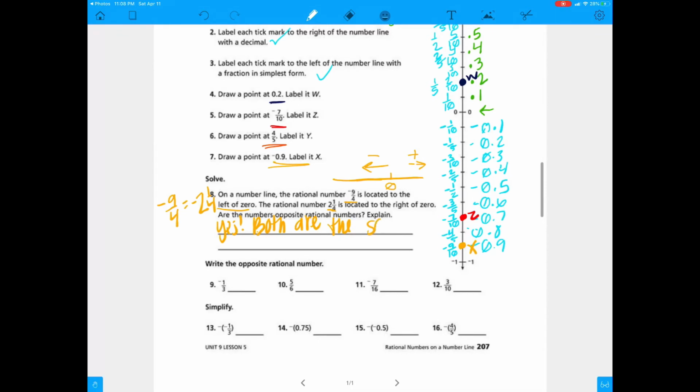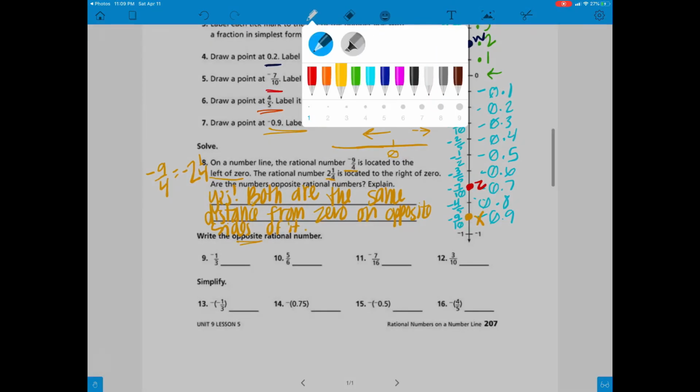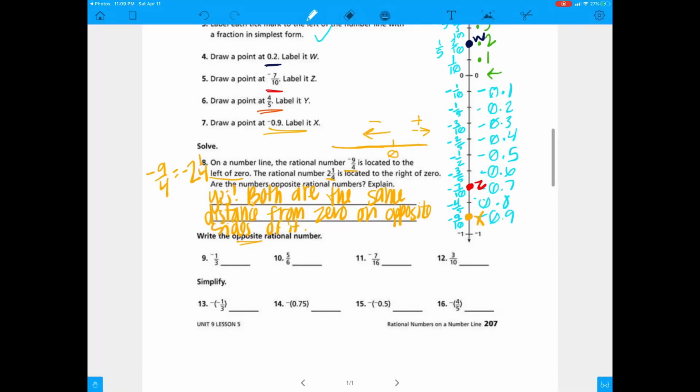So negative 9/4, that is equivalent to negative 2 1/4. It's just written as an improper fraction. Then we had the rational number 2 1/4. Are they opposites? Yes, they are. They're both the same distance from 0, just on opposite sides. But this question is tricky because they're giving you negative 9/4. Well, that's not a different number, though. It's equivalent to negative 2 1/4. Again, they both are equivalent in their distance from 0. They just happen to be on opposite sides of the origin.